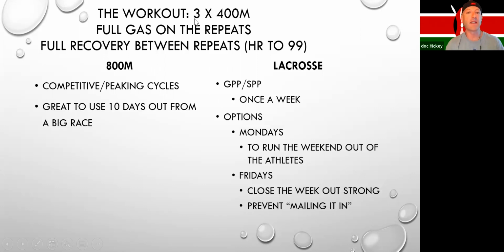I can take this exact same workout, 3 by 400, full gas, full recovery between efforts, and use it to develop a lacrosse player, especially a midfielder. The midfielders are the middle distance runners of the lacrosse world. They're running up and down the field.